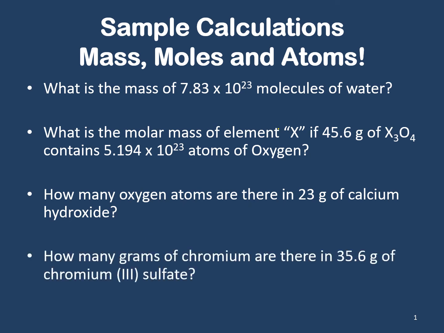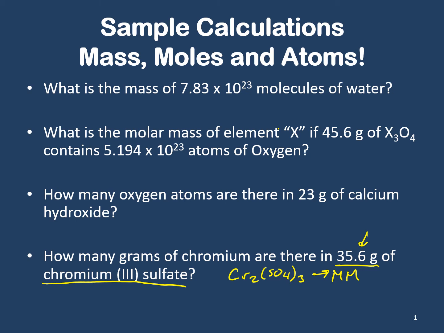So the last problem here is how many grams of chromium are there in 35.6 grams of chromium 3 sulfate. Again, first step, writing the formula of chromium 3 sulfate, which is this. Then I'm going to need the molar mass of it. And from there, we can do some mole ratios to get how many grams of chromium there will be. Now, I can tell you because of the law of conservation of mass, our mass of chromium has to end up being less than 35.6.